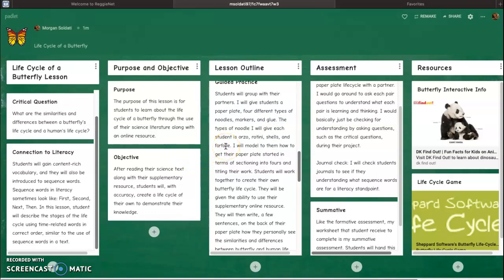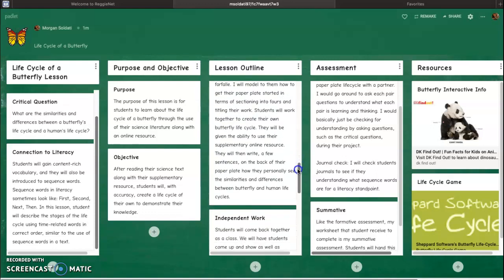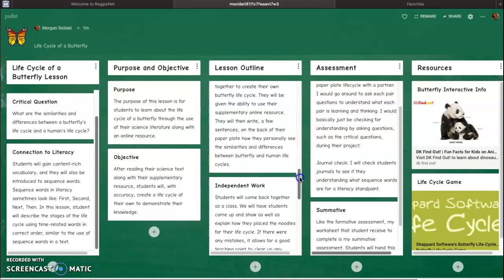is the butterfly. So I will model to them how to get their paper plate started in terms of sectioning into 4s and titling their work. I wanted them to already know how to draw with their marker on their paper plate, sectioning into 4s, so they can save time and really focus on making their life cycle paper plate. And then they will be able to use a resource over here. It's interactive as well, so it is engaging. If they need to use it, they can. If they don't want to, they don't have to, but it is very interesting.